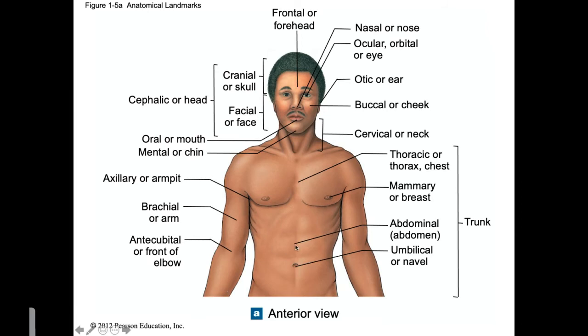The stomach is called the abdominal region. The belly button is called the umbilical. All three of these, the thorax, the mammary, abdominal, umbilical, this is known as trunk. So when we do muscles, we talk about trunk muscles. The armpit is called the axillary region. Arm is the brachium. And in front of the elbow, the antecubital region. Axillary is important because you'll hear the axillary artery, axillary vein, axillary lymph nodes.